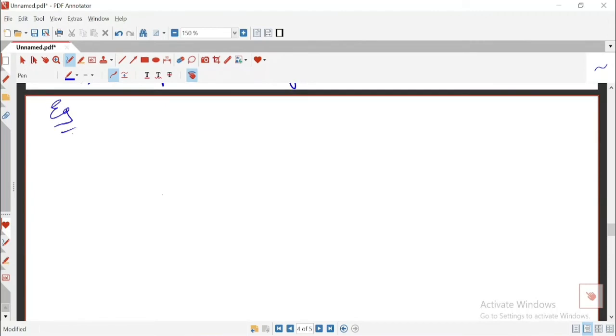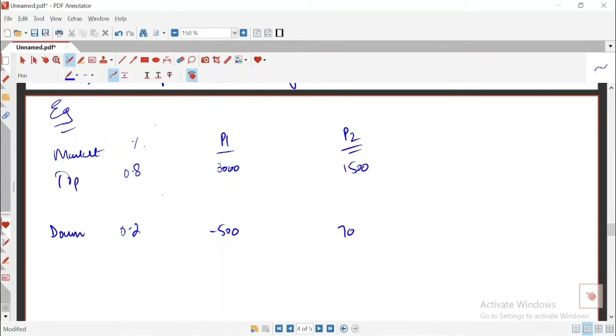Okay, we have market good performing and bad performing. ठीक है जी. We have probabilities of 0.8 and 0.2. Project 1 is giving a return of 3000 and negative 500. Project 2 is giving a return of 1500 and negative 700. अब हम यहाँ पे रिग्रेट कैलकुलेट करेंगे.